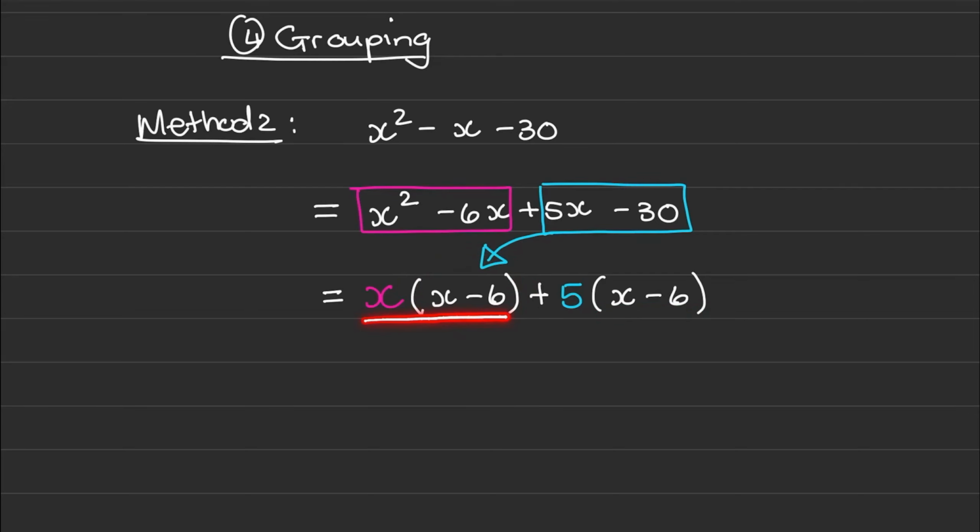Now we have 2 terms, and our common factor for these 2 terms is x minus 6. So if I take out my common factor of x minus 6, in the first term I'm left with x, and in the second term I'm left with plus 5.